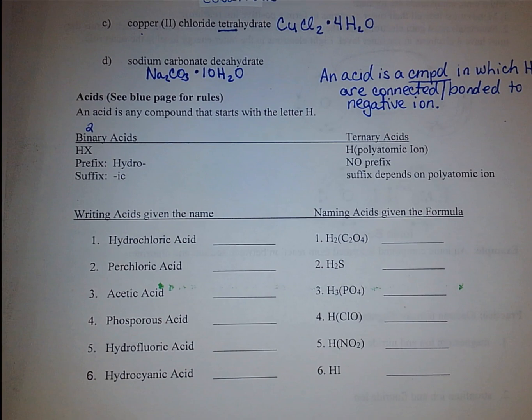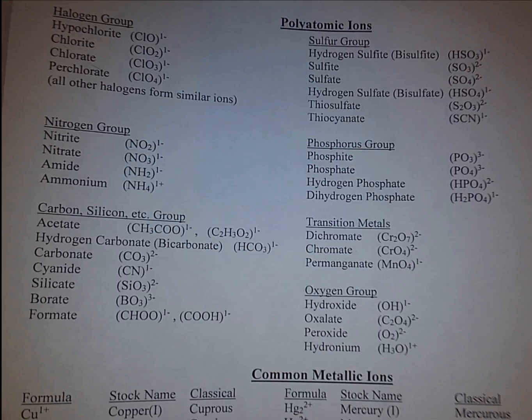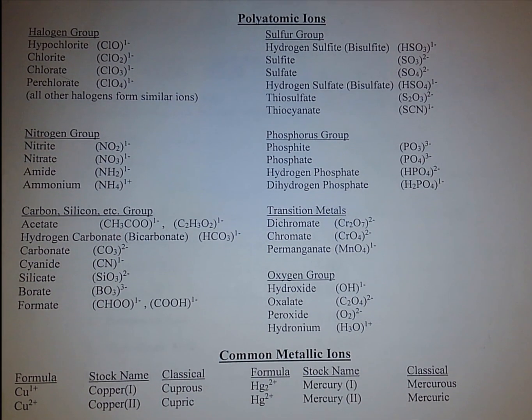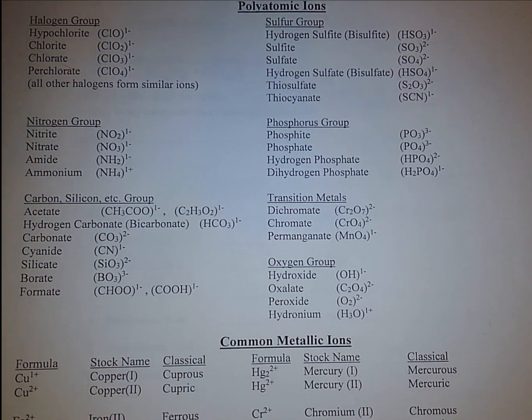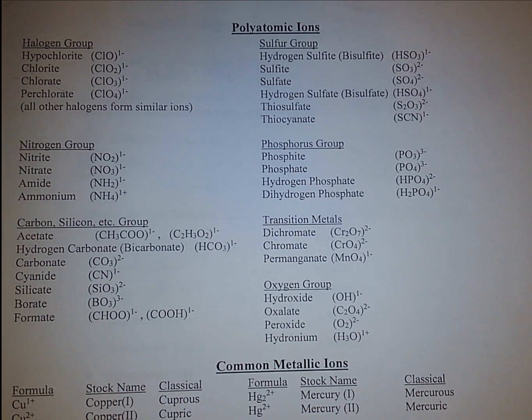Before we begin, make sure you have a highlighter, a pen or pencil to write with. You will also need your polyatomic sheet that you guys got. It is a reference, so make sure that you keep it in a safe place. You should refer back to this as much as possible.